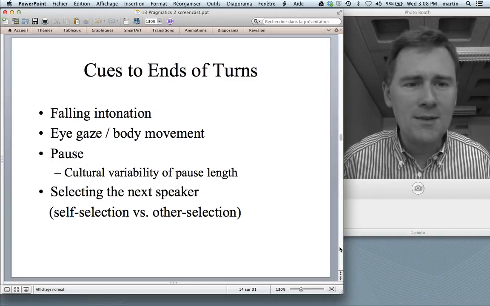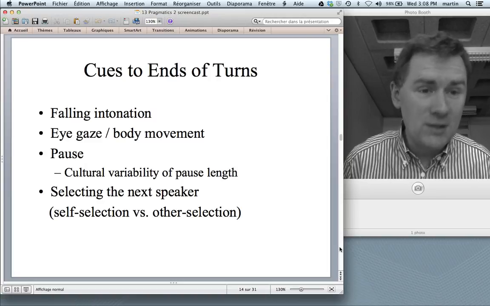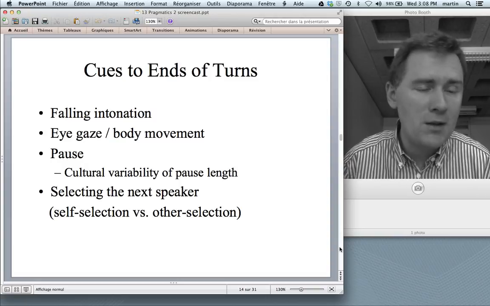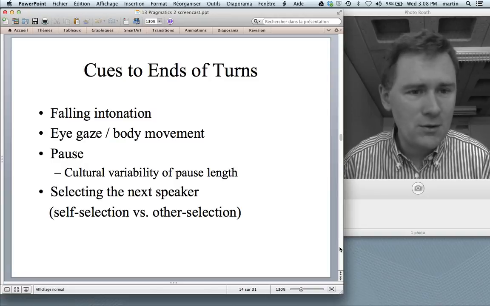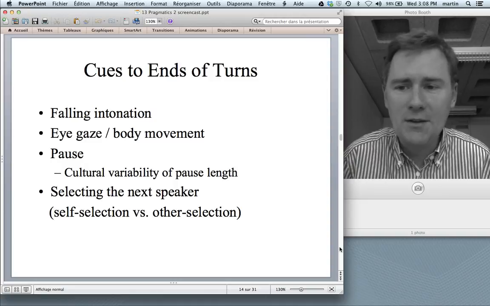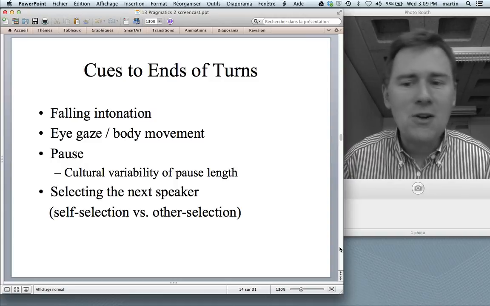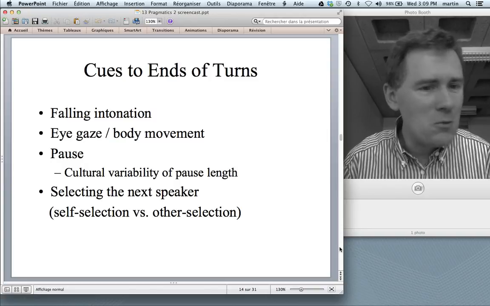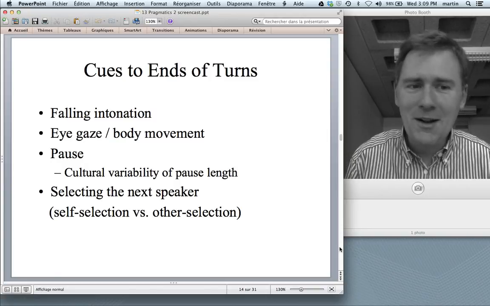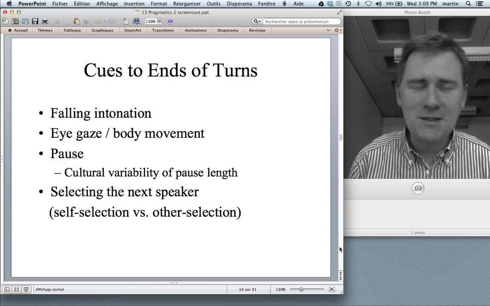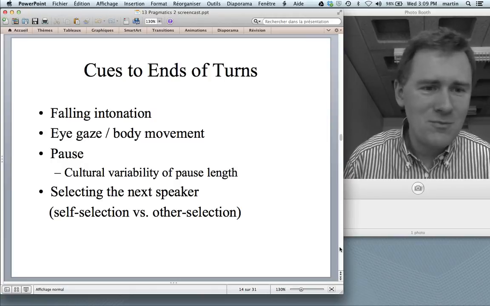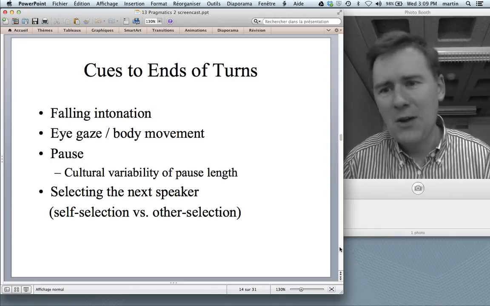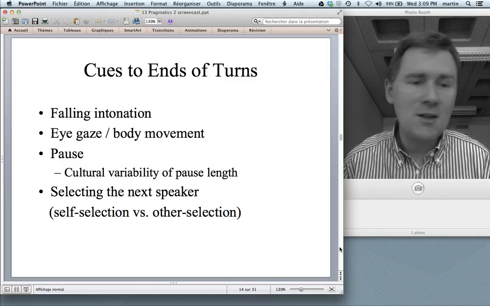What are the cues to people's ends of turns? There are several indicators, for instance, falling intonation, but also non-linguistic stuff like eye gaze or body movement. Pauses, of course, also can serve as an indicator that somebody has finished their turn. But there's cultural variability, yeah? So that pauses of a certain length may be interpreted as ends of turns in one culture, but they're not really ends of turns. It's just that the speaker is pausing for emphasis, or people pause when they have processing difficulties. Watch my videos, you'll see that a lot. So there you have it, falling intonation, eye gaze or body movement, and pauses.